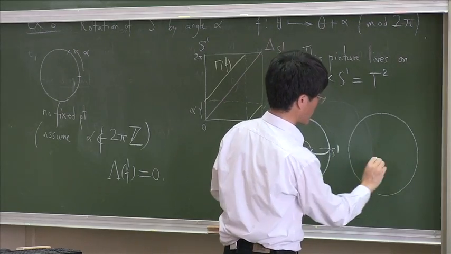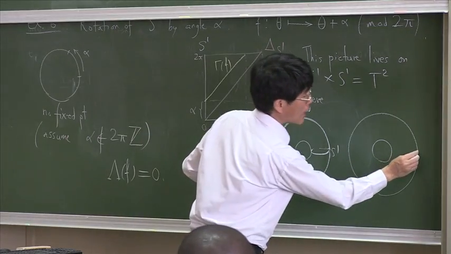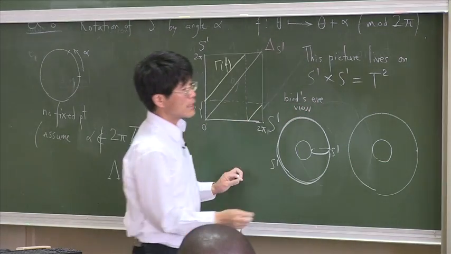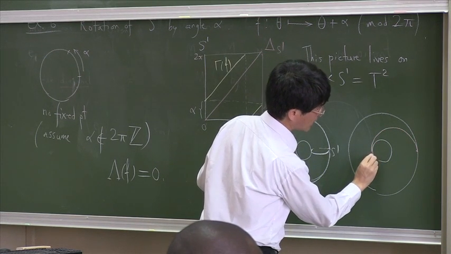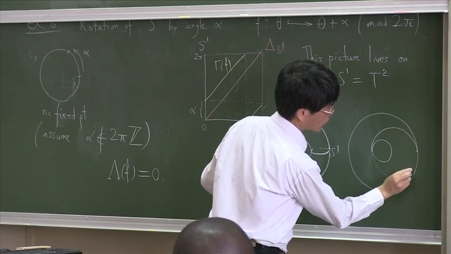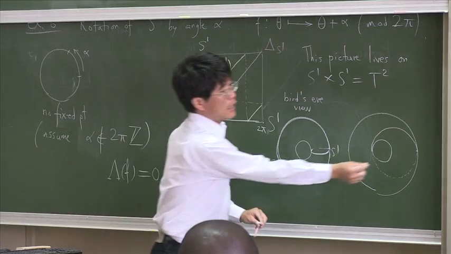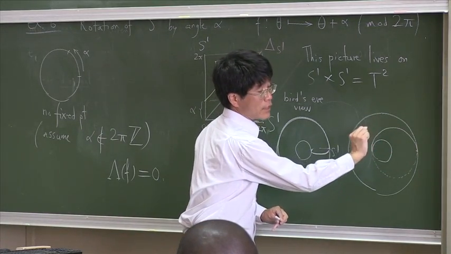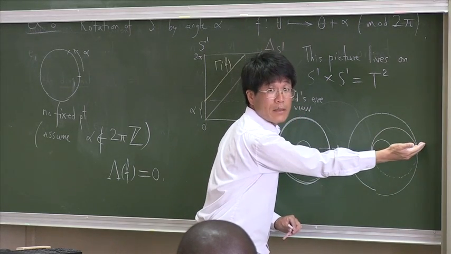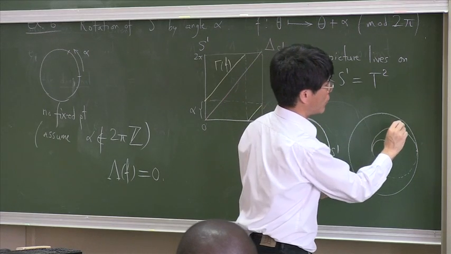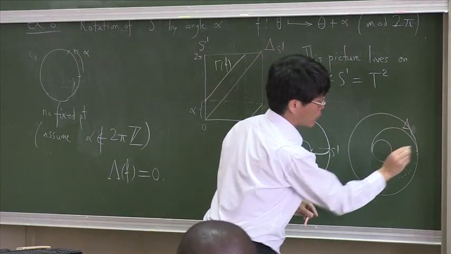So the graph of delta, the diagonal, looks like this. It starts here, and it looks like a circle as seen from above, and then goes in the back. Do you know what this is doing? So imagine the torus. This part of the curve is on this side of the torus, but then it goes under, and it's on the other side of the torus, and it comes back. That's the picture of the diagonal. Okay.